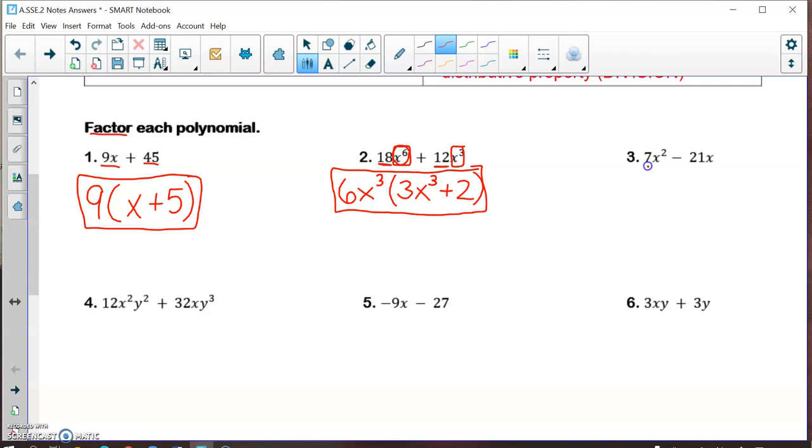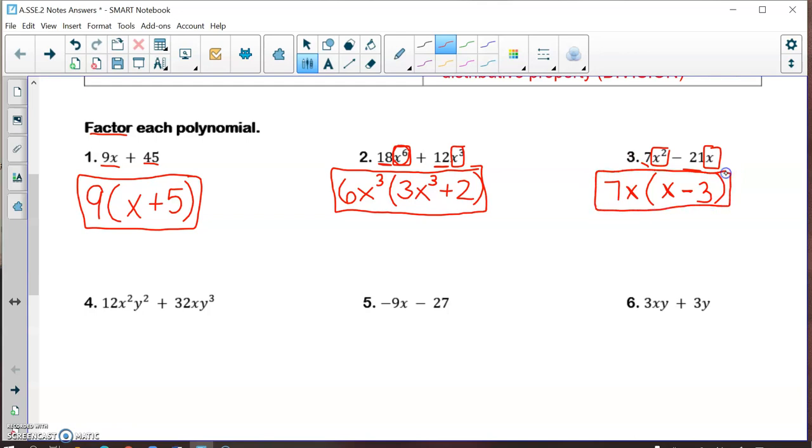All right, number 3. Out of a 7 and a minus 21, both of these terms are divisible by 7. I have 2 x's in my first term. I only have 1 x in my second term. So both terms have at least 1 x, so I'm going to take 1 x out. A 7 divided by a 7 leaves us with a 1, and then I had 2 x's and I took 1 out, so I'm just left with a 1x, or just an x. And then a minus 21 divided by a 7 is a minus 3. I had 1x, I took 1x out, so I don't have any more x's left in that term.